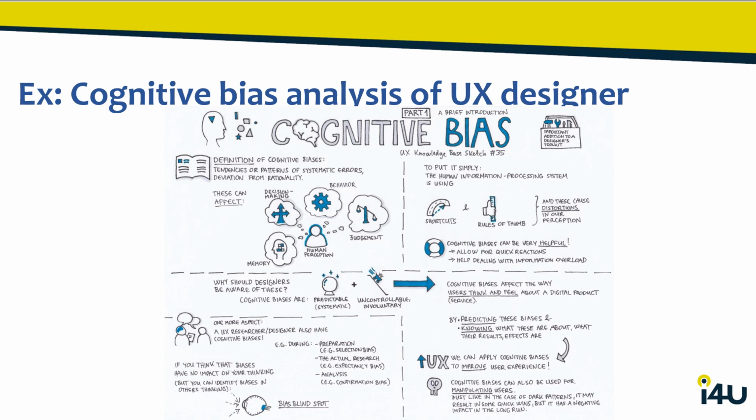The infographic also touches on the fact that UX researchers and designers themselves are subject to cognitive biases during different stages of their work, such as preparation, selection bias, research, expectancy bias, and analysis, confirmation bias. Lastly, it warns that while cognitive biases can be used to manipulate users, this may result in negative impacts in the long term. A section at the bottom also mentions the bias blind spot, which is the tendency for individuals to believe they are less biased than others.